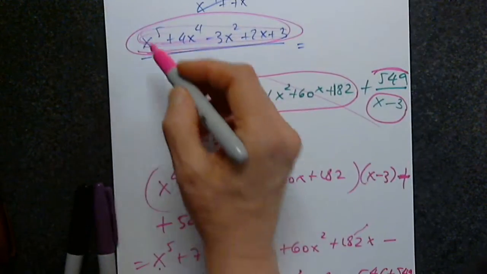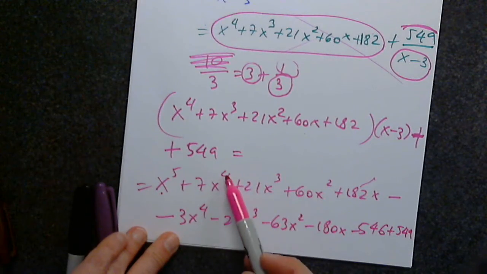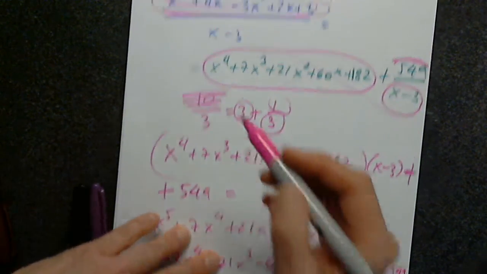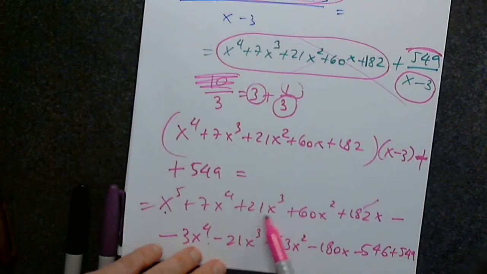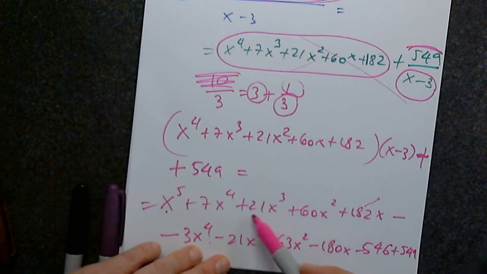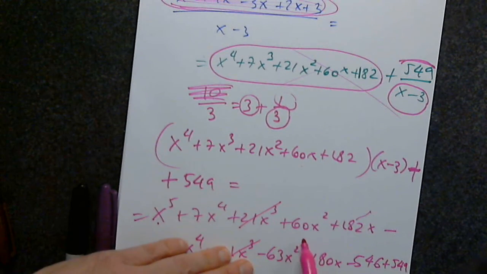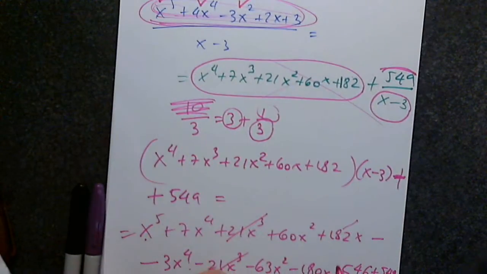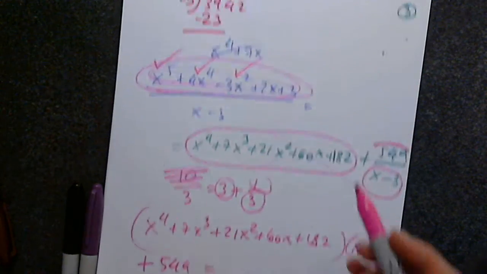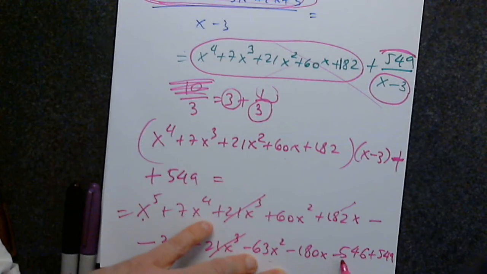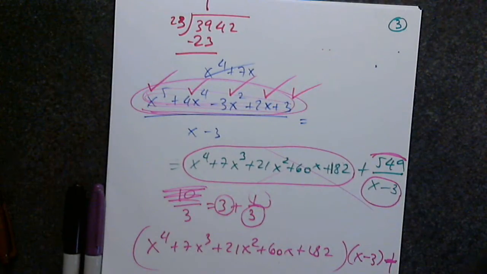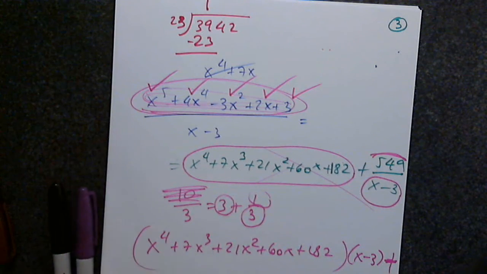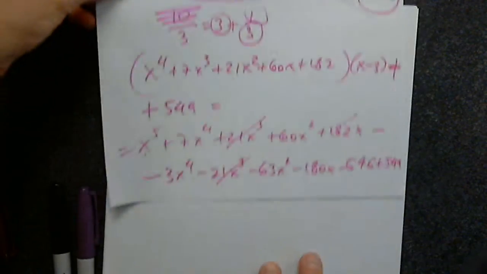x to the 5th, yes. 7x to the 4th minus 3x to the 4th, yes. 21x cubed minus 21x cubed, yes. 60x squared minus 63x squared, yes. 182x minus 180x, yes. And negative 546 plus 549, 3. So it must be correct. Now let's illustrate with synthetic division.